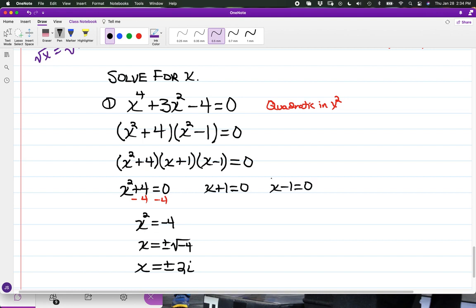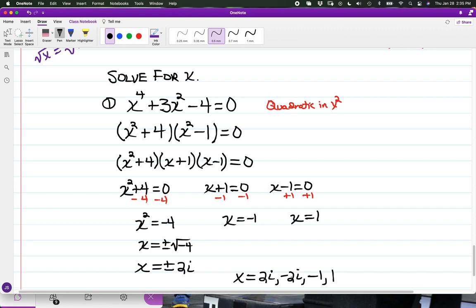If I set x plus 1 equal to 0, I have x is equal to -1, and for x minus 1 equal to 0, I'm going to have x is equal to 1. So we have for our solutions in x: 2i, -2i, and negative and positive 1.